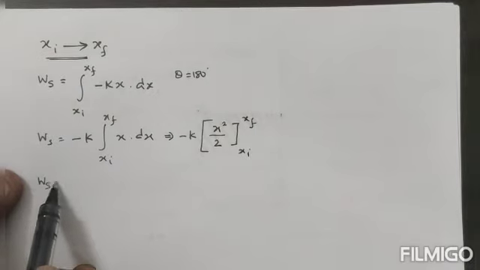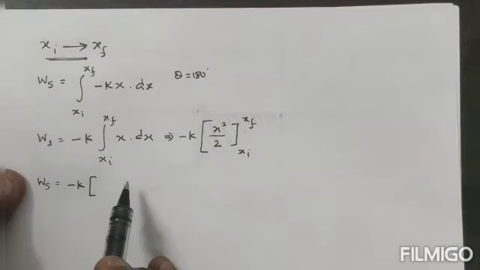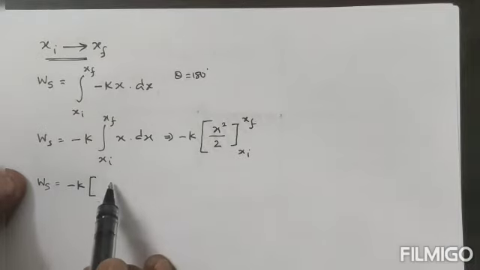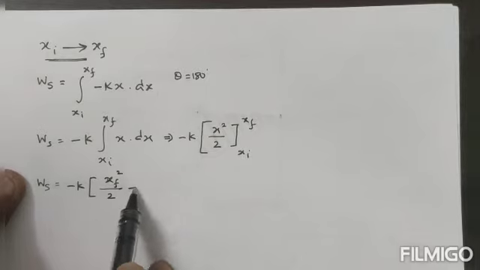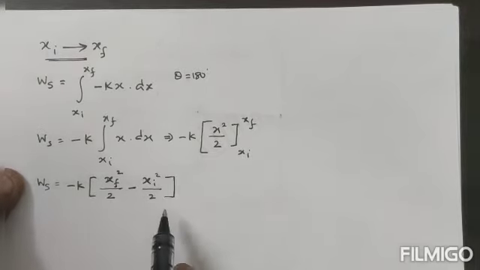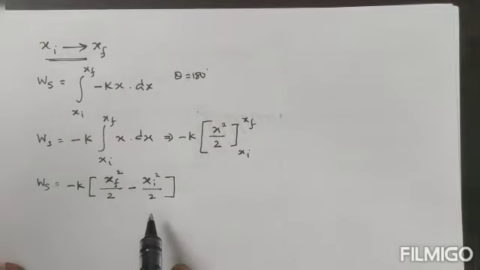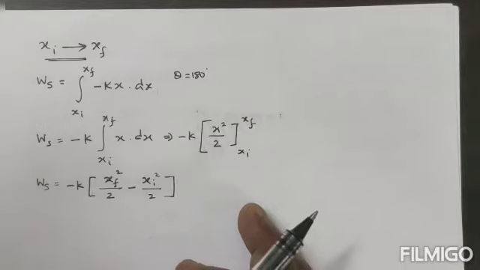So this is the general form: minus k into the upper limit minus the lower limit. This is the general form of the work done by the spring. Now let's imagine.